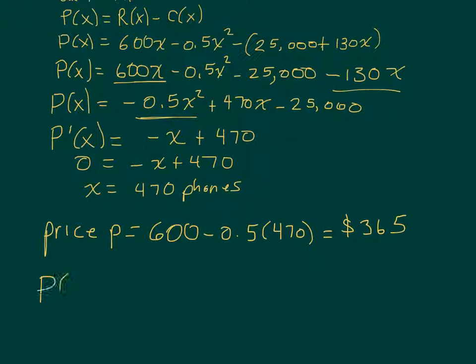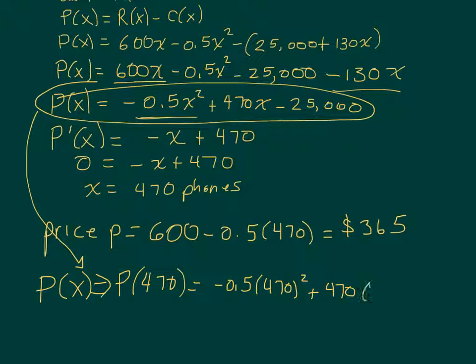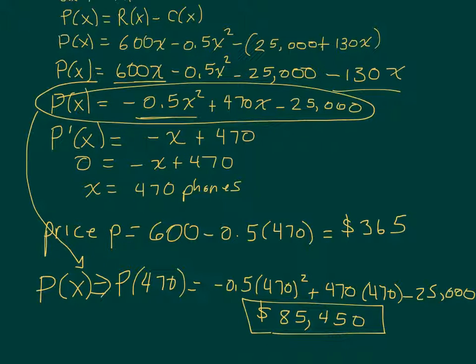And what is the maximum profit? I take this equation and I plug in the 470. So negative 0.5 times 470 squared plus 470 times 470 minus 25,000, and you should get a maximum profit of $85,450. Number 1.